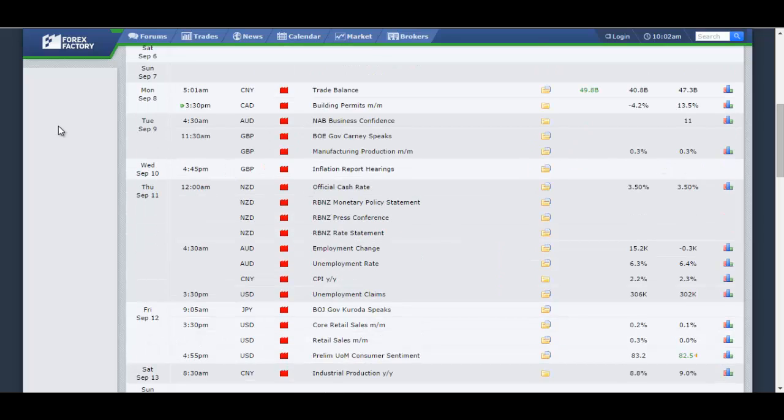We have coming up this week building permits as far as today for the Canadian dollar. A speech from Governor Carney here on Tuesday. Later on this week on Thursday we have employment rates and employment change for the Aussie dollar. And on Friday, preliminary consumer sentiment for the US dollar. This is an interesting announcement happening, looks like 5 p.m. GMT.